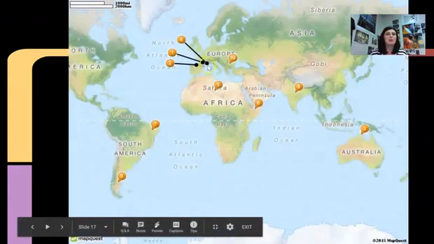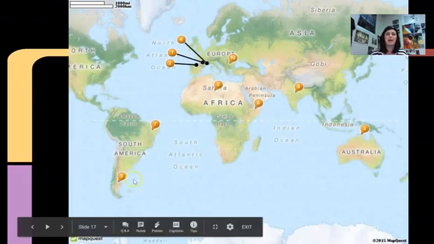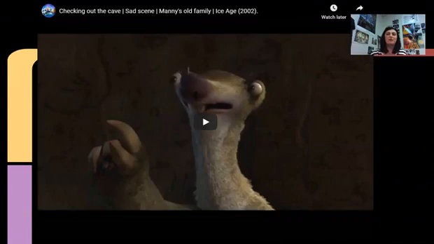This is just a map to show you where the cave paintings have been found around the world, and this is wild. Australia would never have encountered South America, and yet the caves look very, very similar. So if you want to watch this, you can find it in the PowerPoint.